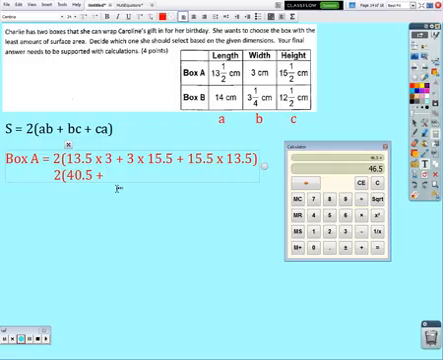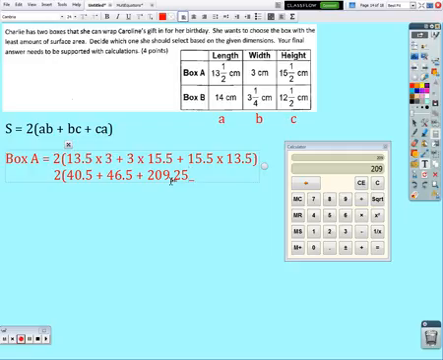Plus 15.5 times 13.5. 15.5 times 13.5 gives me 209.25. Well, 15 times 10 would be 150, so that makes sense. So we have 209.25.